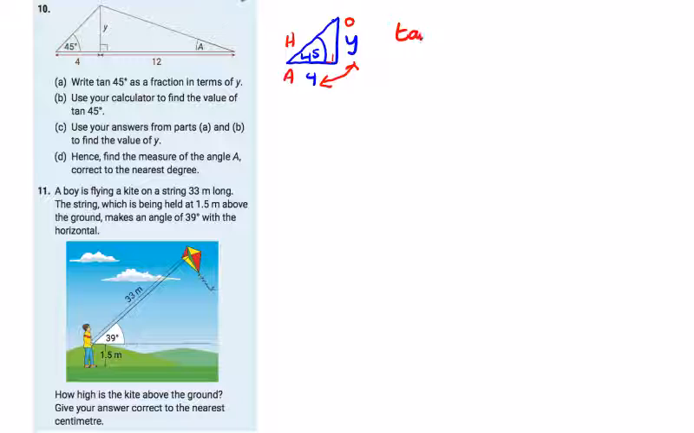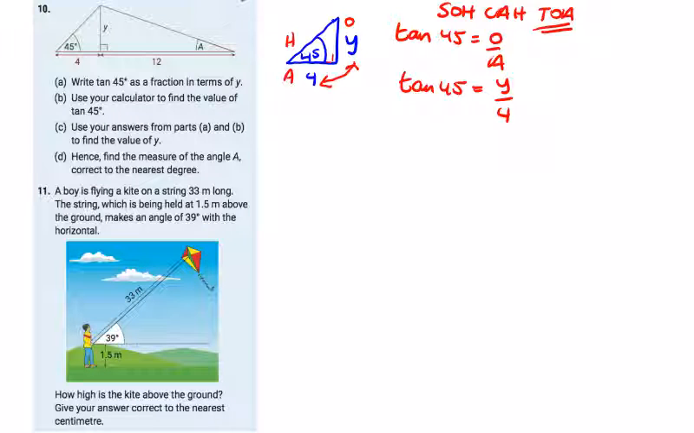So O and A, maybe you should put SOHCAHTOA at the top of each page until you absolutely know you're not going to make any mistakes. Tan, opposite and adjacent. So the tan of 45 is equal to O over A. So you can say the tan of 45 is equal to Y over 4. And that's writing tan 45 as a fraction in terms of Y. It's done. Okay. So now use your calculator to find the value of tan 45.